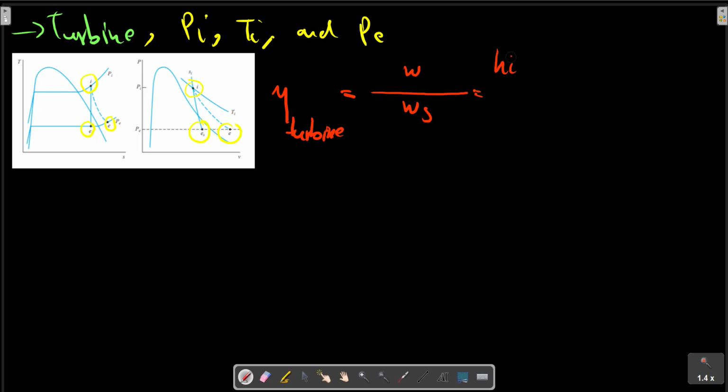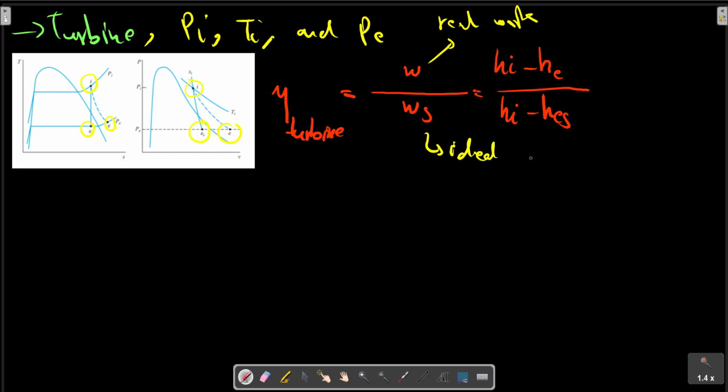Efficiency equals Hi minus He over Hi minus Hes, which is real work over ideal process work.